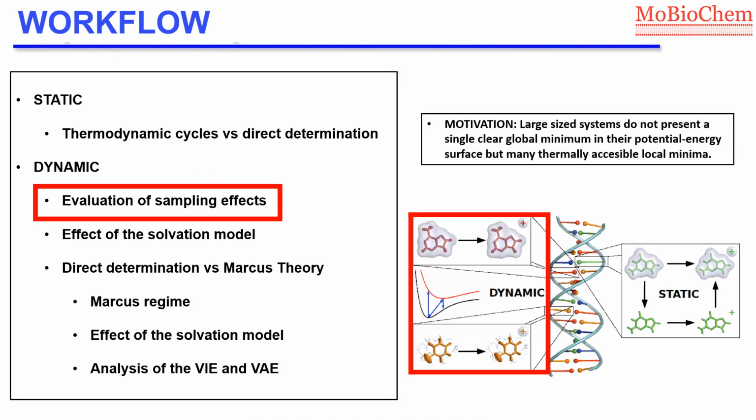Next, conformational motion was introduced in the theoretical model through molecular dynamic simulations. Sampling was included because many systems do not present a single clear global minimum in their potential energy surface, but many local minima which are thermally accessible. In these situations, there is a need to explore different conformations along the relevant regions of the potential energy surface.